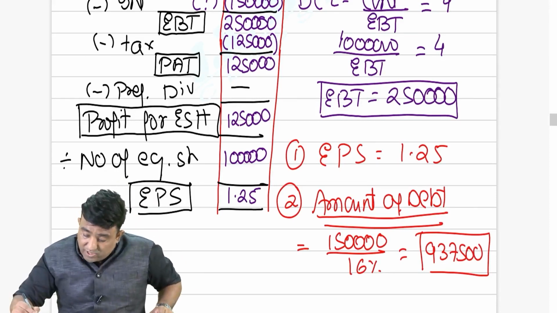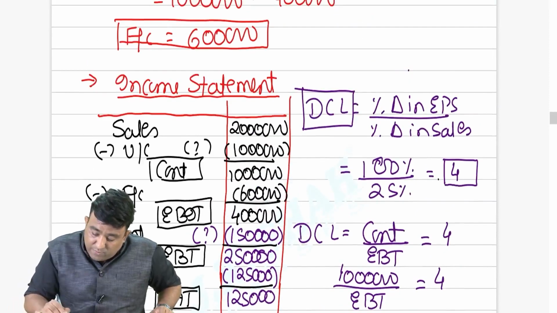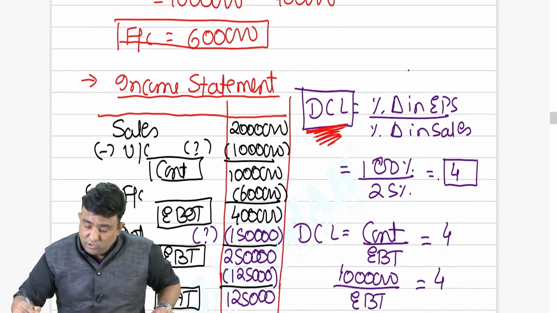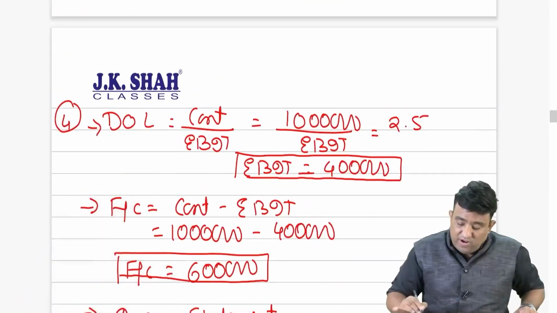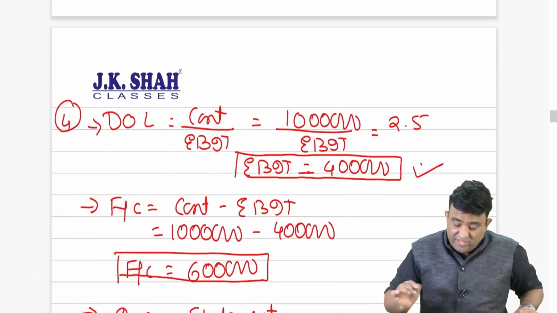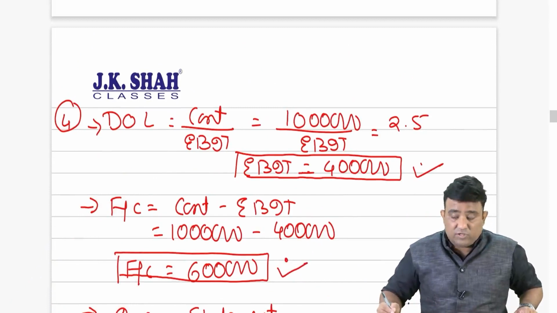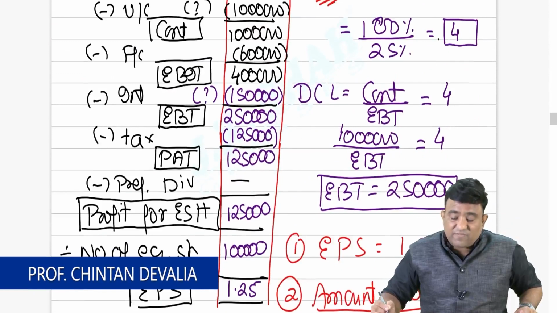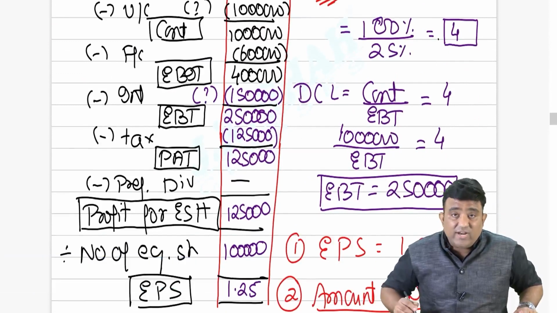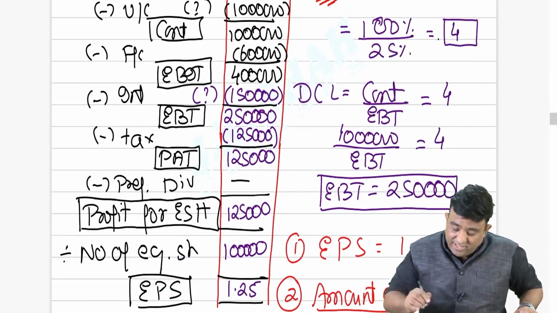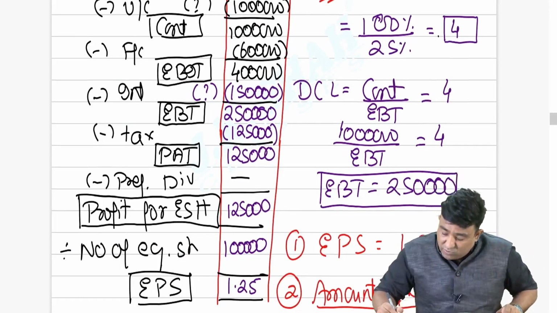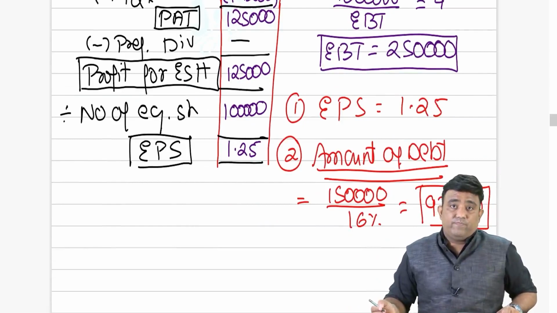The best part about this example is that it's a computation of combined leverage. Fair enough. So again I revise. With the help of DCL we calculated EBT. With the help of EBIT we calculated fixed cost. Applying a table and thereafter applying the concept of combined leverage, we calculated EBT and interest, and thereafter, after calculating EPS, we calculated debt capital. Fair enough.